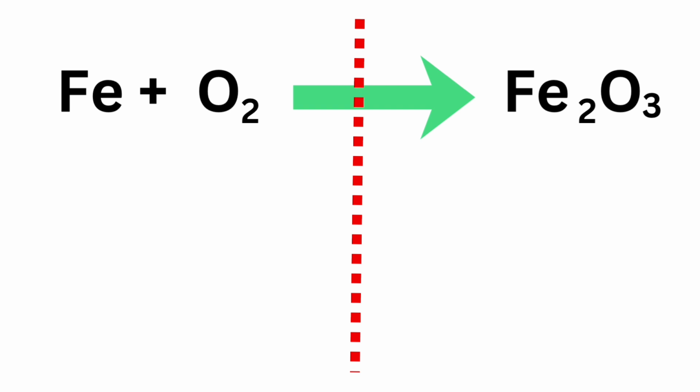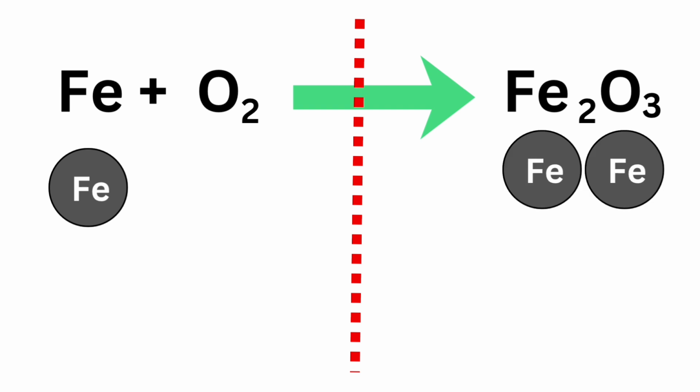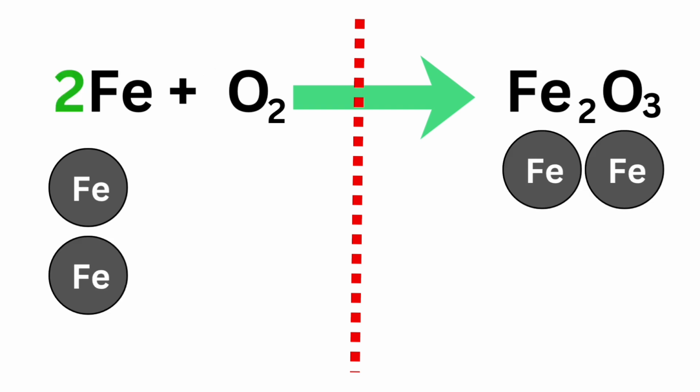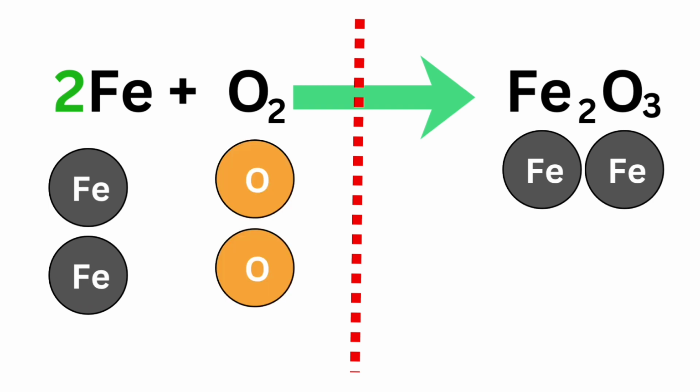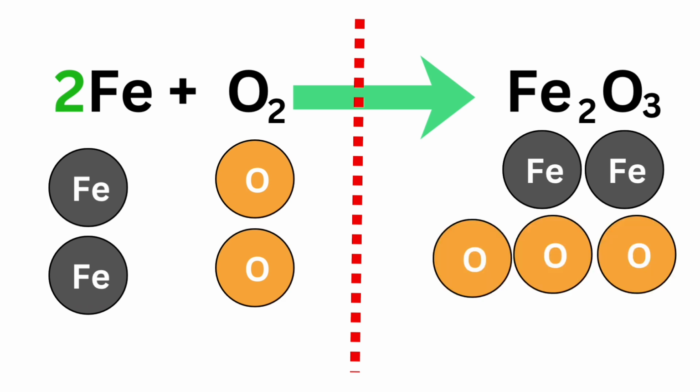So let's divide it into reactants and products. On the reactant side, there's 1 atom of iron. There are 2 atoms of iron amongst the products. So we need to put a big 2 in front of the iron to say that we've got 2 iron atoms in the reactants. The oxygen is O2, which means it contains 2 atoms of oxygen. But on the product side, there are 3 atoms of oxygen.